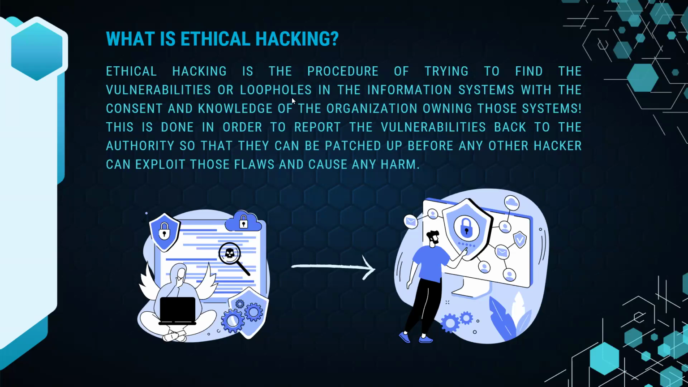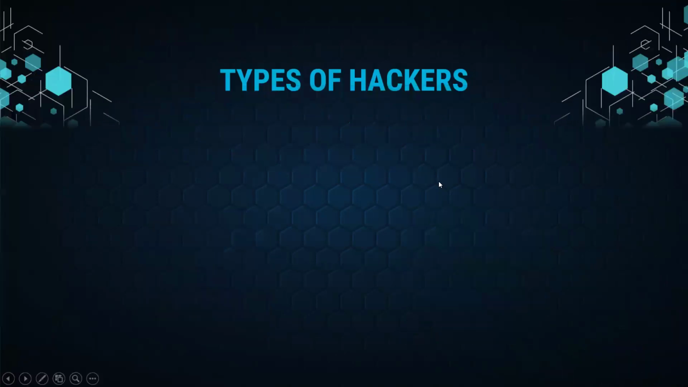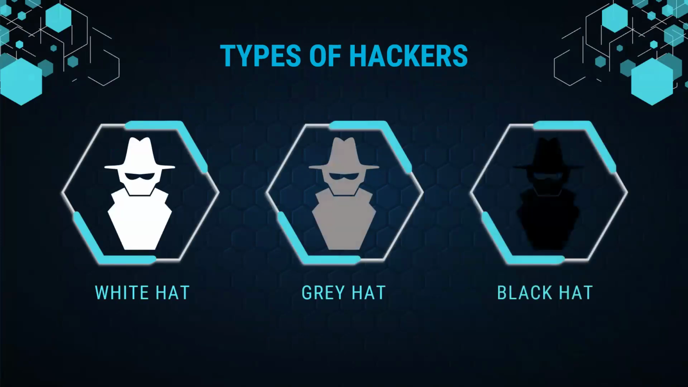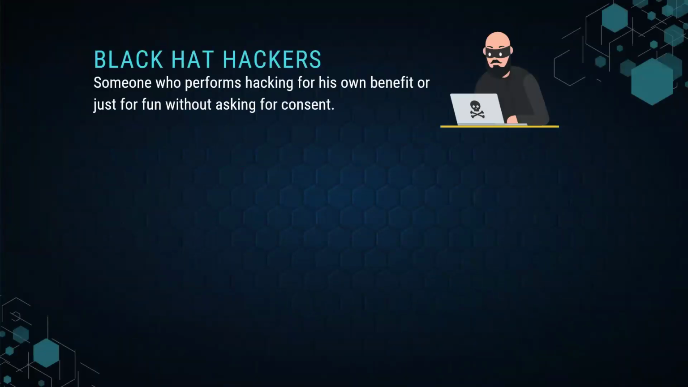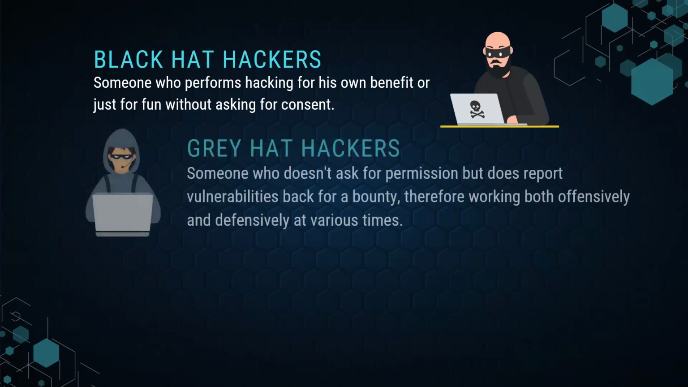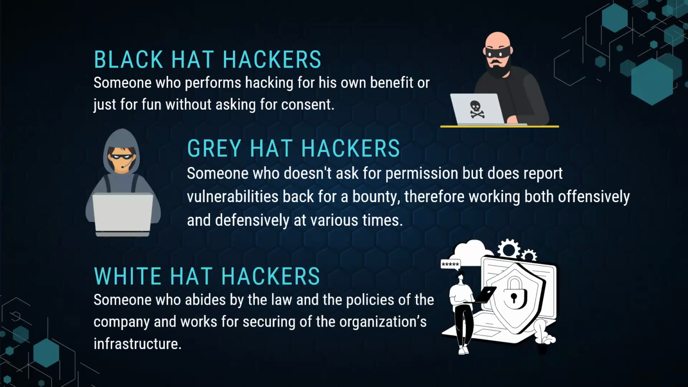Right, coming back to this. So now, depending on these two definitions of hacking and ethical hacking, we will be learning the different categories of hackers as well. So there are three broad categories, I would say. There's someone known as a white hat hacker, a gray hat hacker, and a black hat hacker. When you talk about the black hat hackers, these are the people who perform hacking for their own benefit or for fun without asking for consent, also commonly known as the cyber criminals. On the other end of the spectrum, we have someone known as a white hat hacker, someone who abides by the laws and policies of the company, and they work for securing the company's infrastructure. Also commonly known as ethical hackers or penetration testers.